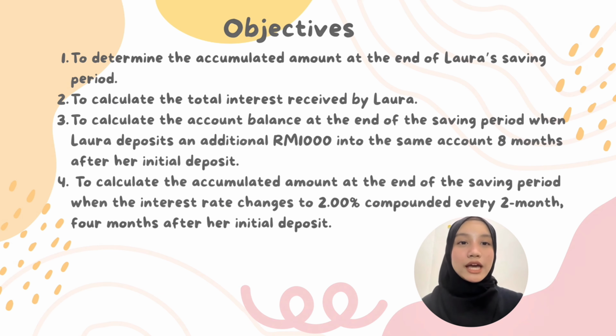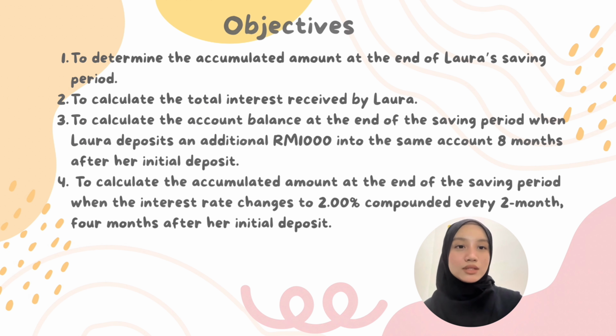First, to determine the accumulated amount at the end of Laura's saving period. Second, to calculate the total interest received by Laura. Third, to calculate the account balance at the end of the saving period when Laura deposits an additional 1,000 ringgit into the same account 8 months after her initial deposit. Fourth, to calculate the accumulated amount at the end of the saving period when the interest rate changes to 2% compounded every 2 months, 4 months after her initial deposit.